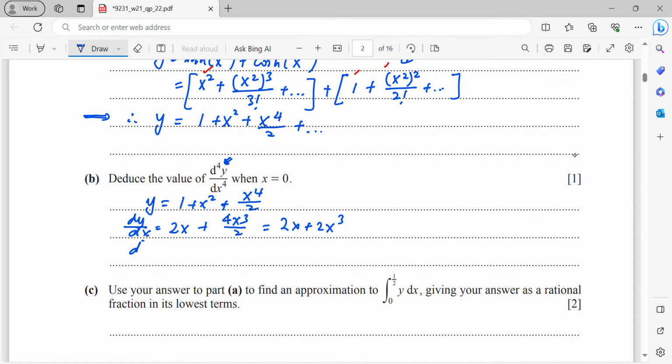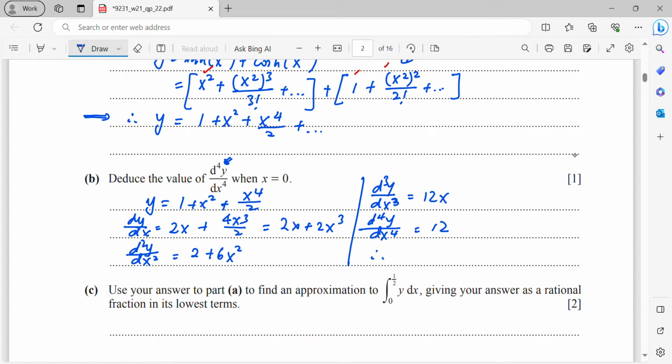So now my second derivative of y with respect to x is going to be: differentiate 2x is 2, differentiate 2x cubed, it will be 6x squared. Okay, and now we have to continue. So the third derivative of y with respect to x: differentiate 2 will be 0, differentiate 6x squared, it will be 12x. And lastly, the fourth derivative. So the fourth derivative is 12.